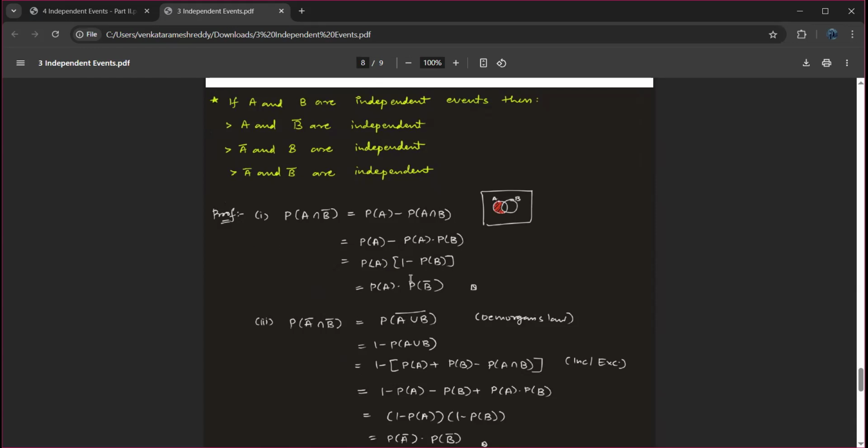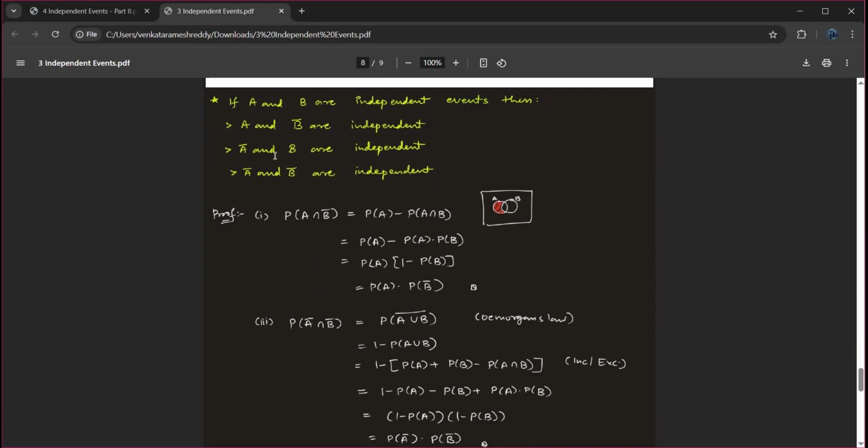Now 1 minus P of B means P of B complement, since P of B complement equals 1 minus P of B. So I am replacing it: P of A intersection B complement equals P of A into P of B complement. This is the proof that A and B complement are independent events. So next one, P of A complement intersection.